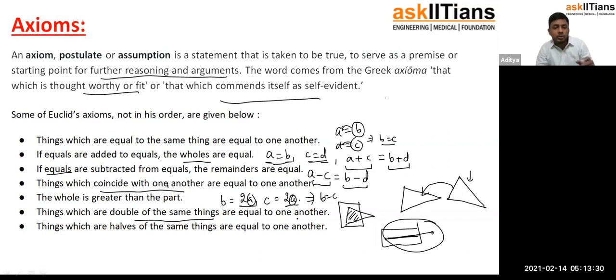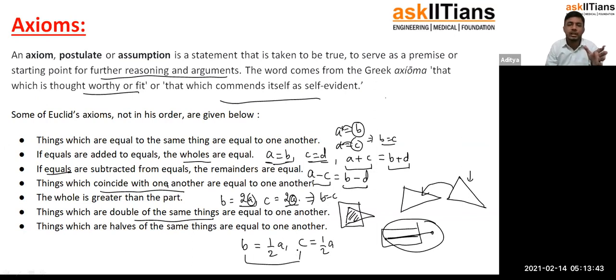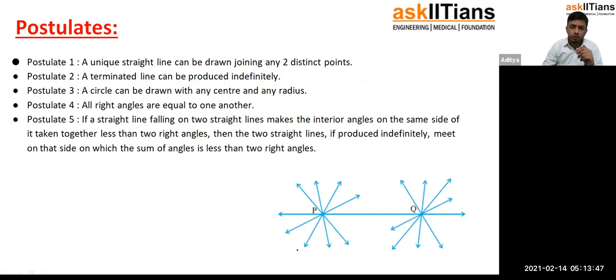Things which are halves of the same thing are equal to one another. So let's say B is half of A, C is half of A, then of course B and C will be equal to each other, correct? So these are some of the axioms laid out by Euclid. Now let us see some postulates as well.